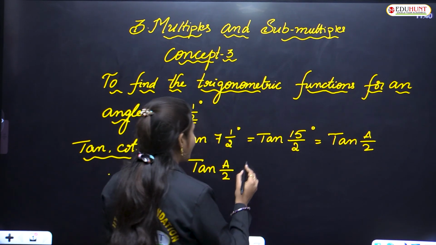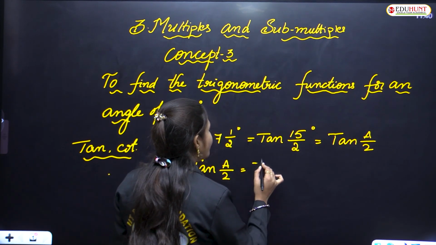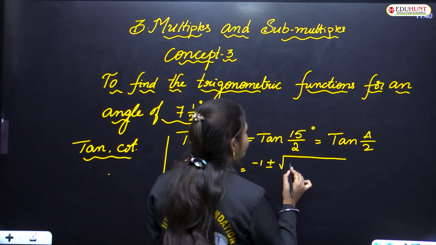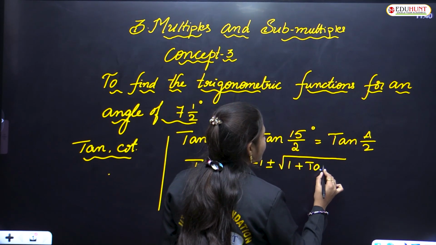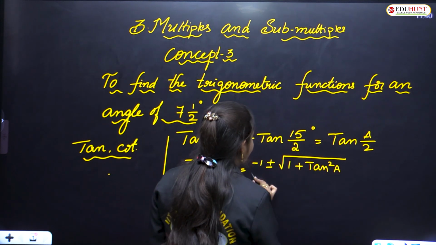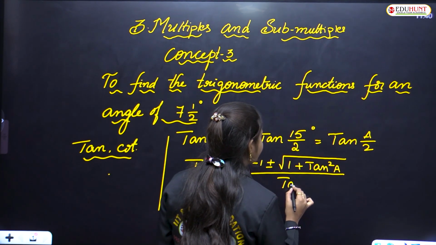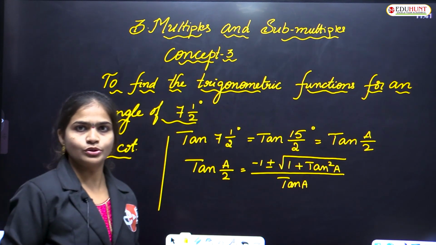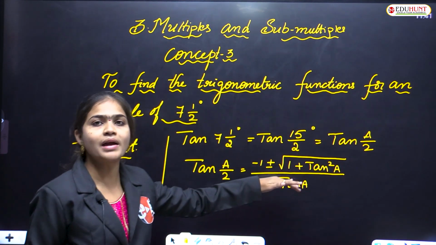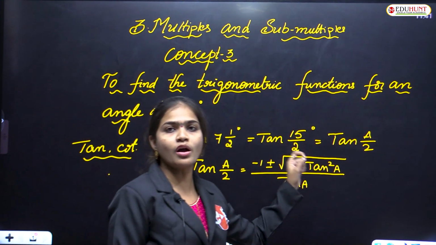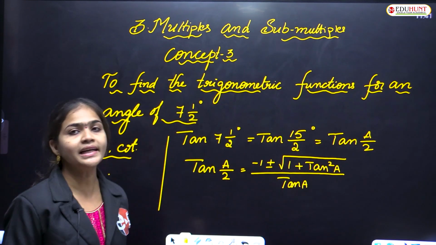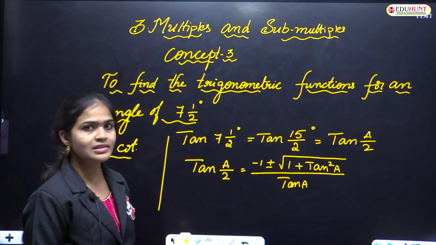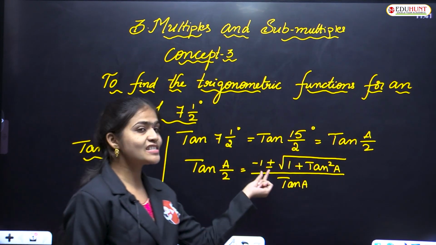So tan a by 2 is equal to minus 1 plus or minus square root of 1 plus tan square a, whole by tan a. So this is the formula for tan of a by 2. Those two are the same, no? But here plus or minus is there.